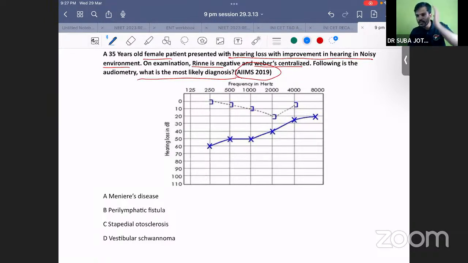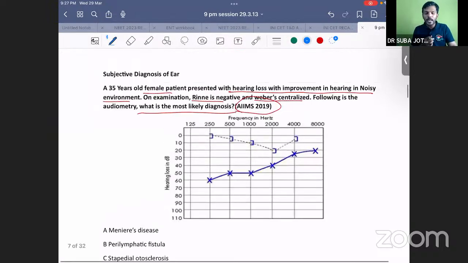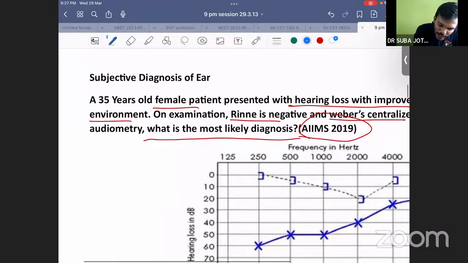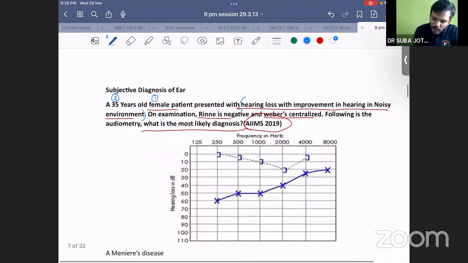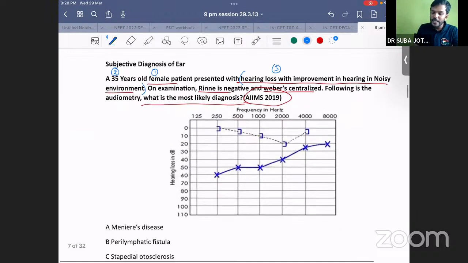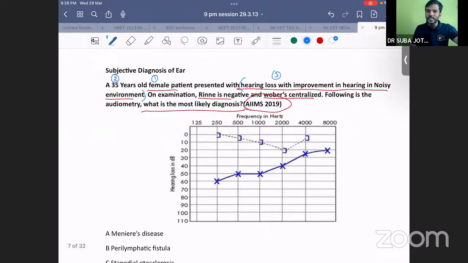Dr. Mohanraj, you are correct. Dr. Vidya, you are correct. All of you are correct. See here, we have numerous points for us to diagnose it as otosclerosis. Point number 1, she is a female patient. Point number 2, the age is 35. Then hearing loss with improvement in hearing in noisy environment. What is it called? It's open for all. The phenomenon is called hearing which improves in noisy environment.